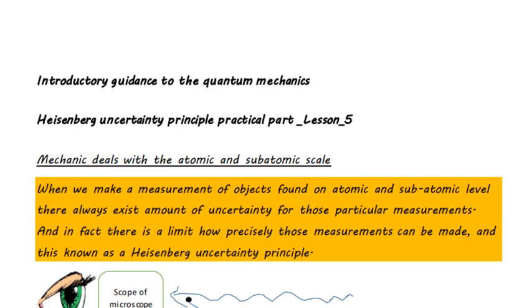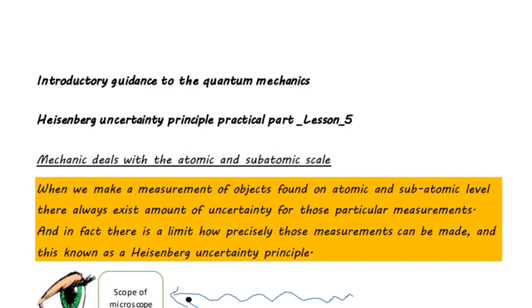Hello. Today I would like to continue from the previous class, lesson 4, where we started to talk about the Heisenberg uncertainty principle. But today I will just give a brief example of how the Heisenberg uncertainty principle works. But before we go to that point, just to wrap up what we previously talked about: first, quantum mechanics deals with the atomic and subatomic scale.